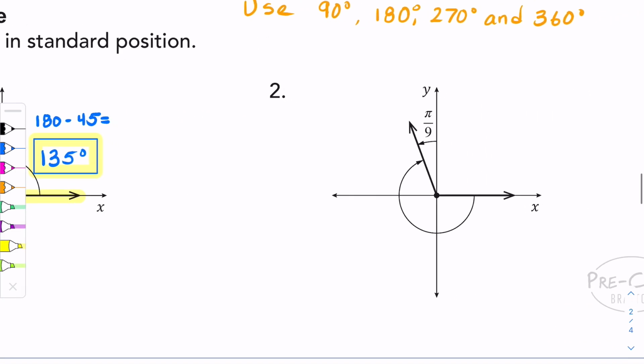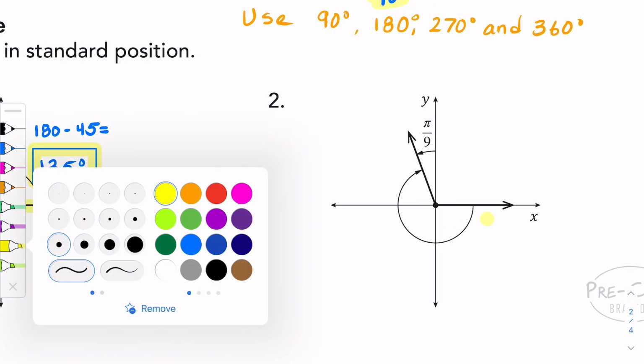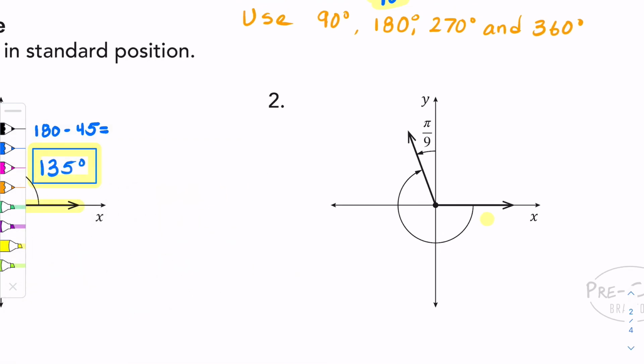Number 2. Number 2 is already in radians. So there are a few things to note on this problem. First, here's our initial side. Here's our terminal side. You can see that this graph moves clockwise. That means it's going to be a negative angle.